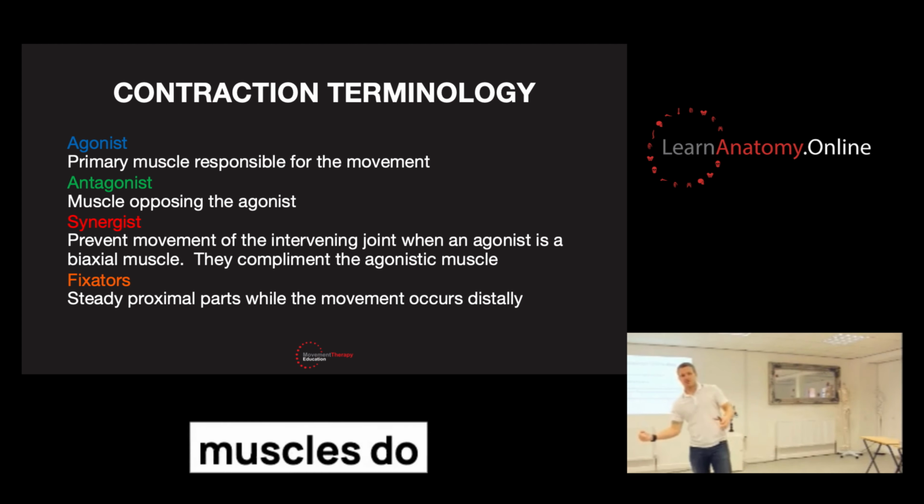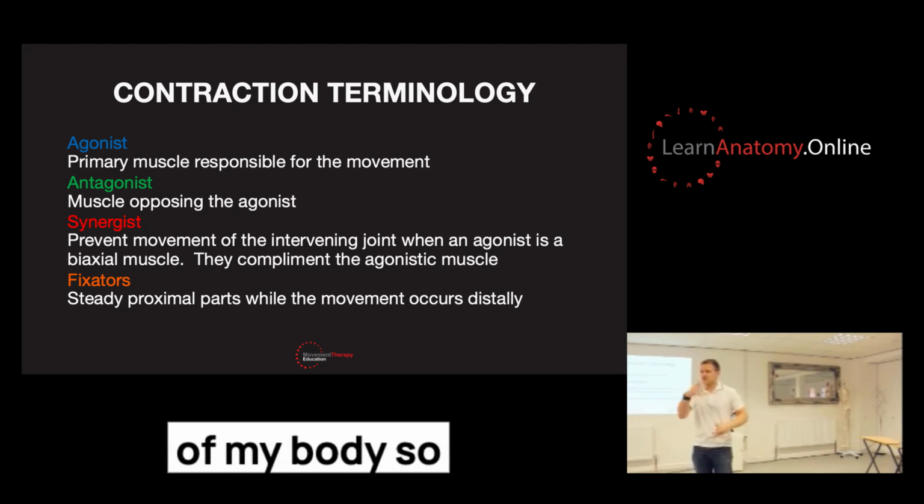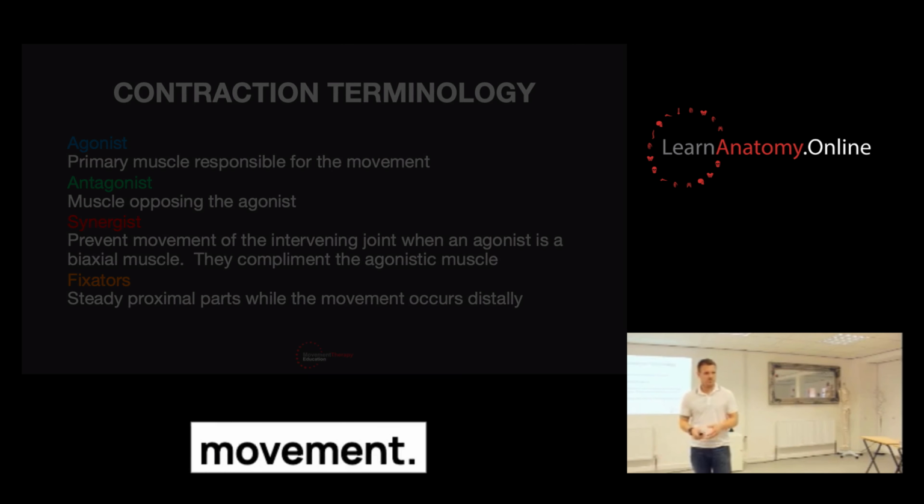Which part of the body? Yeah, good. Yeah, so the muscles on the side here. If I'm here like this and I'm going to fall there, then these muscles on the side will have to contract to keep my spine upright, so that I stay in centre. And those muscles will be fixator muscles. They're stabilising the position of my body so that I can do movement.